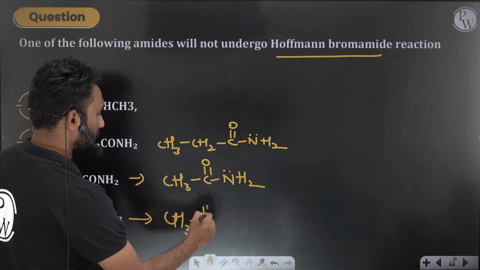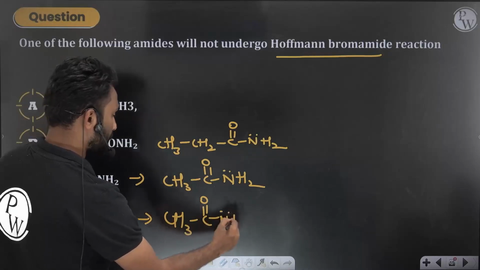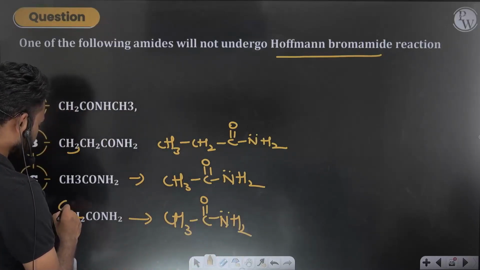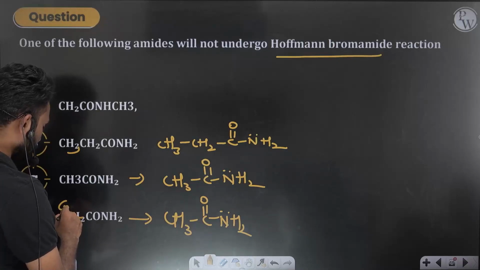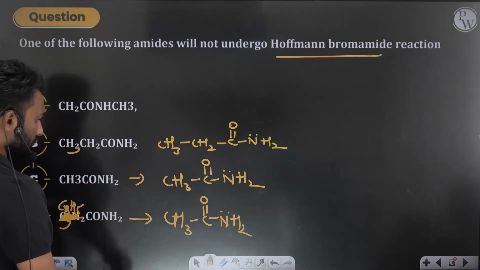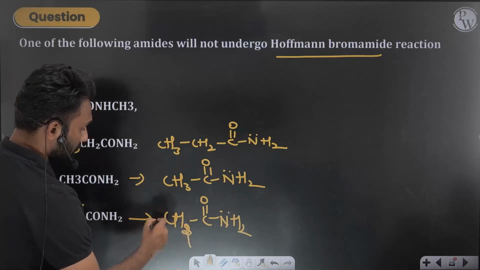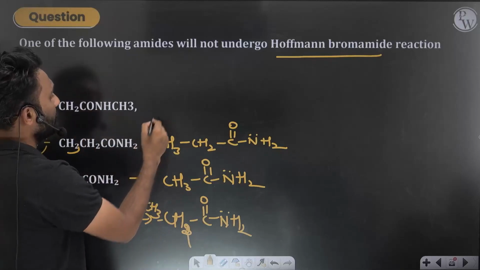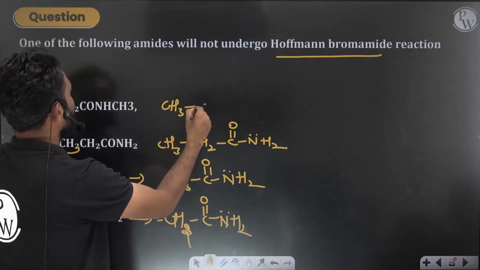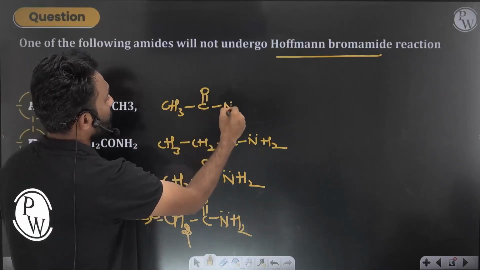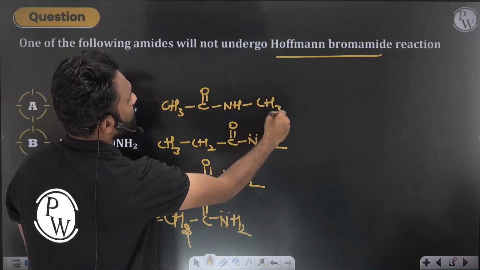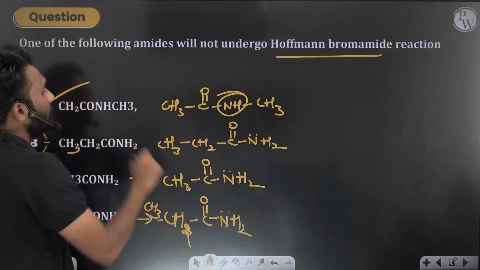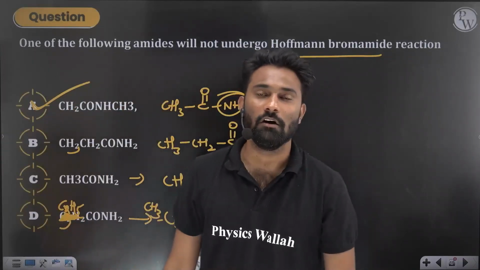Now this is also having the primary amine. I think something they have given wrong. This is C2H5. Now when it comes to option number 1, CH3, C double bond O, NH and the CH3. This is not the primary amine, so it will not give the Hofmann bromamide reaction.